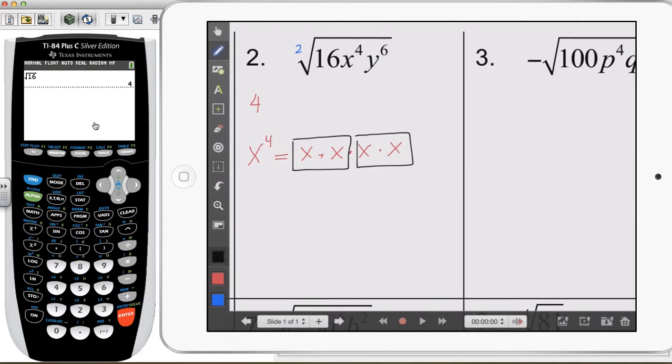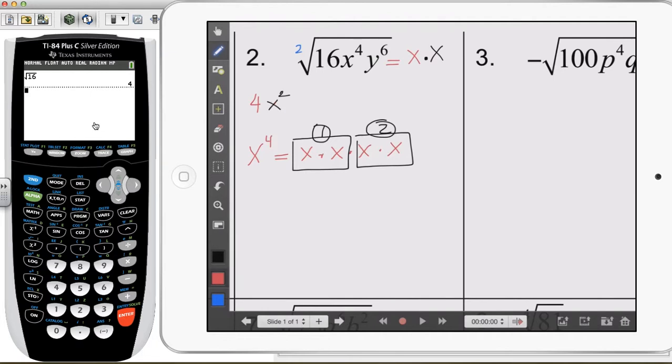So how many groups do I have? I have 2 groups. Group number 1, group number 2. So it means that x squared is leaving the radical. So 1 x, because there's one group leaving the radical, and another x is leaving the radical. So I have x and x leaving the radical, which is equal basically to x to the second.